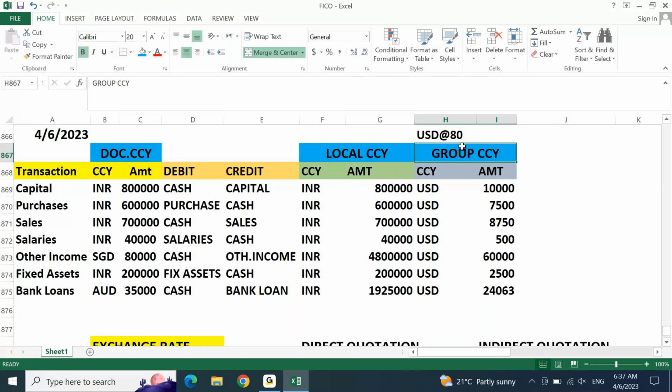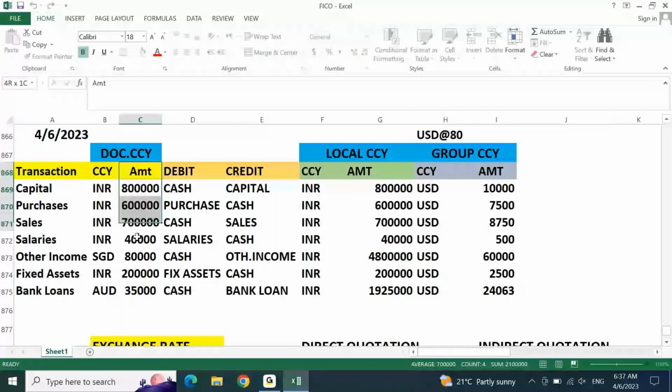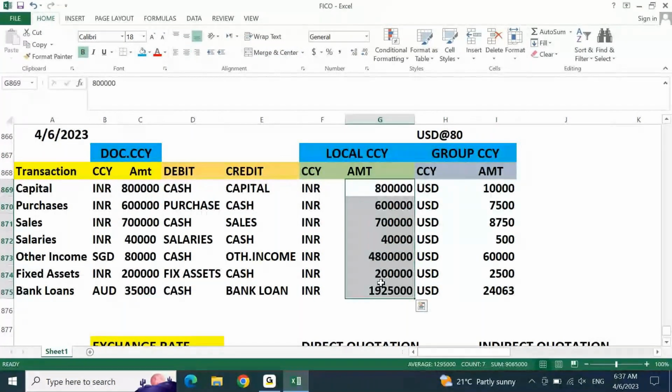Yes. Now, when you post these entries in SAP, you are supposed to get exactly the same numbers. Your input is only this. The system automatically takes local currency as these numbers. The system will automatically take group currency as this number. You don't have to feed this number and this number.